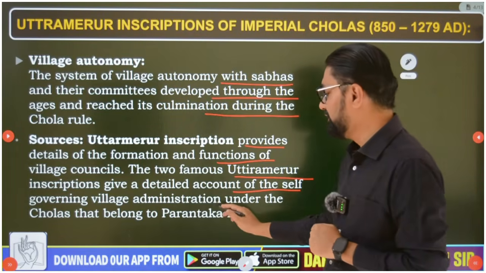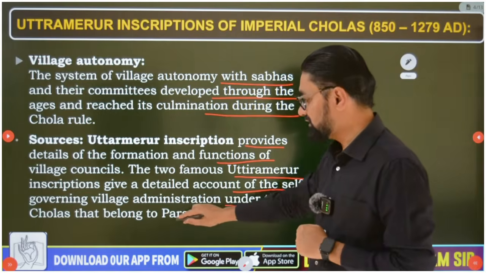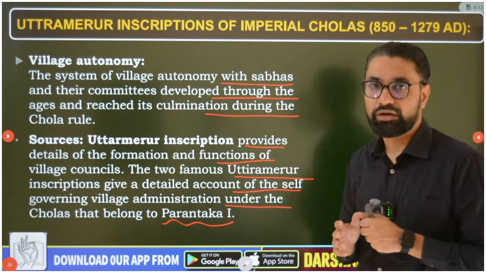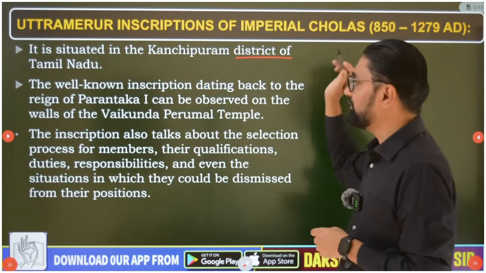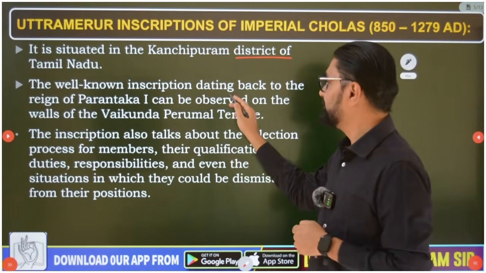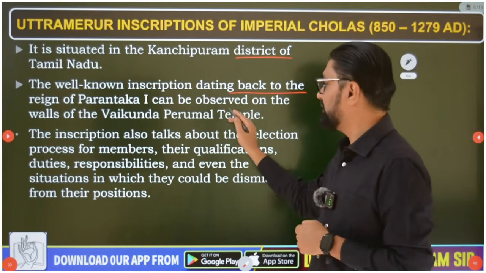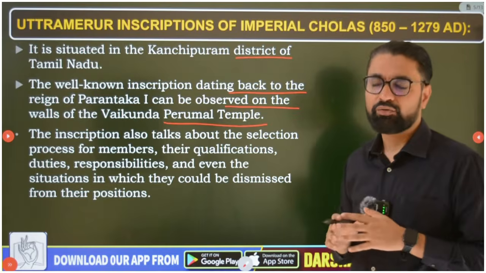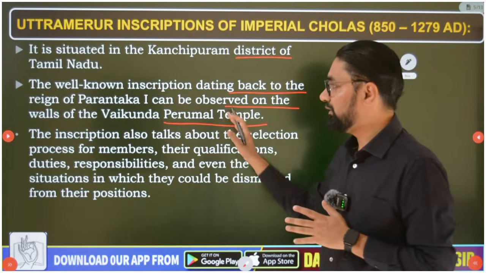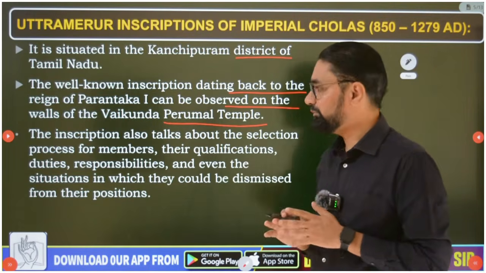Two famous Uttaramerur inscriptions give a detailed account of the self-governing village administration under the Cholas, belonging to Parantaka I's time period. Now guys, it is situated in Kanchipuram district of Tamil Nadu, as I told you, and the well-known inscription dating back to the reign of Parantaka I can be observed on the walls of the Vaikunda Perumal temple. Remember the name, this temple was created during Parantaka I's time.